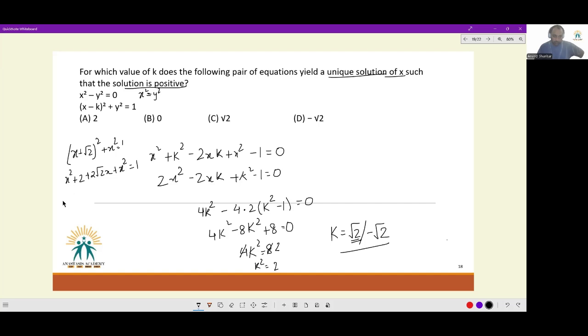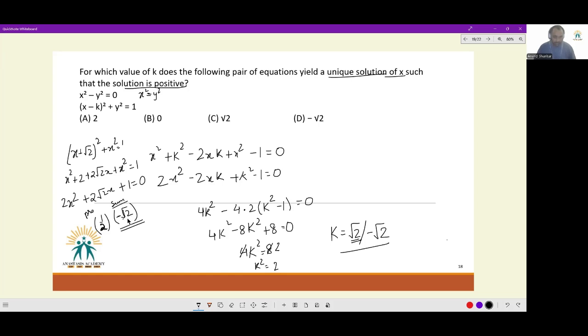Now, combining this 2 and this 1, we get 2x square plus 2 root 2x plus 1 is equal to 0. The product of roots is half, and the sum of the roots is turning out to be negative root 2. This is the product of roots. This is the sum of roots.